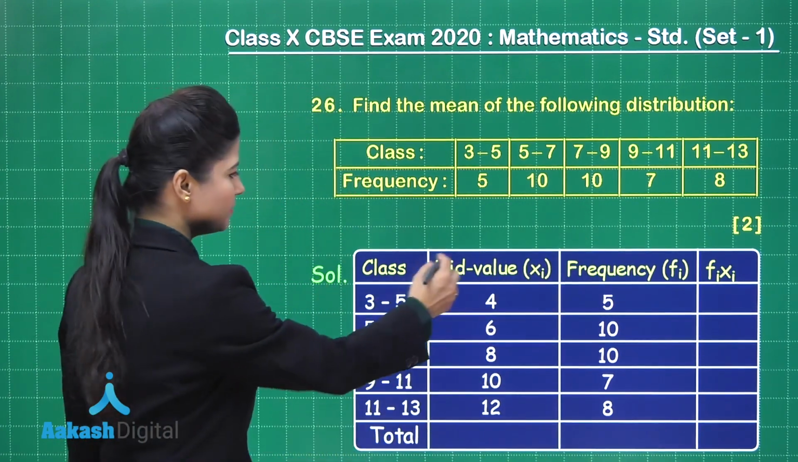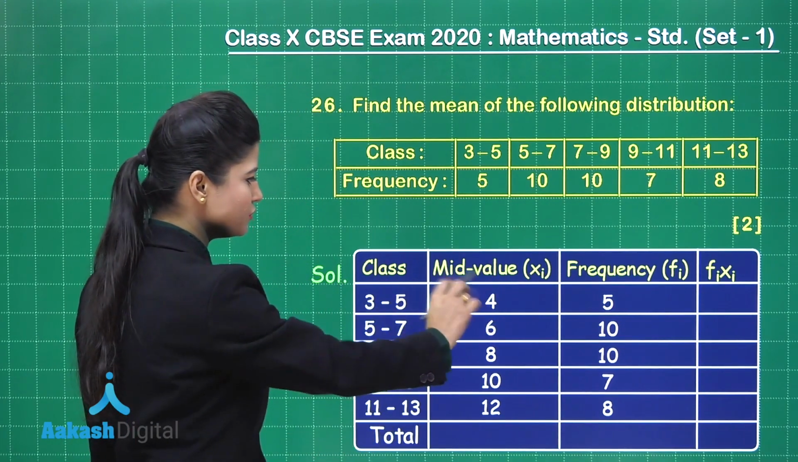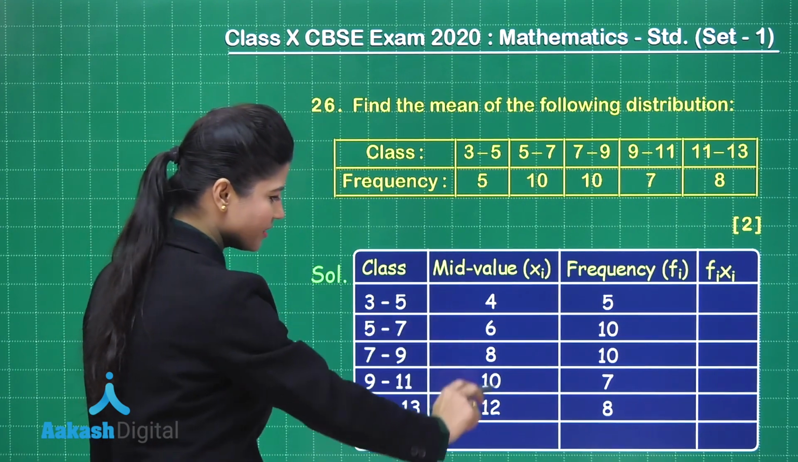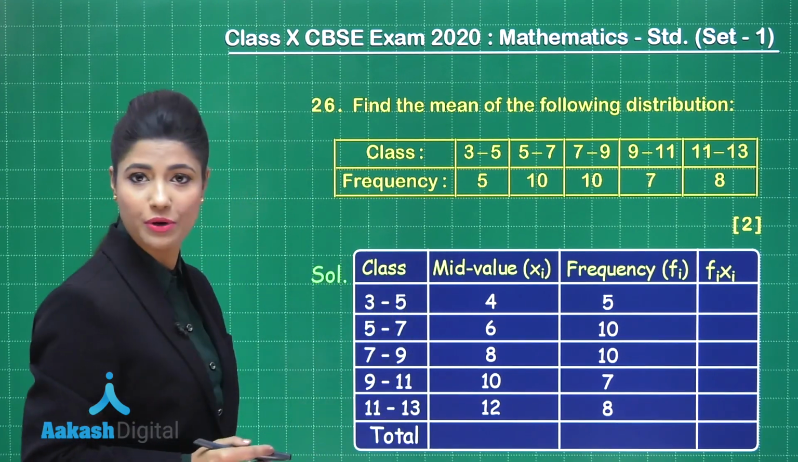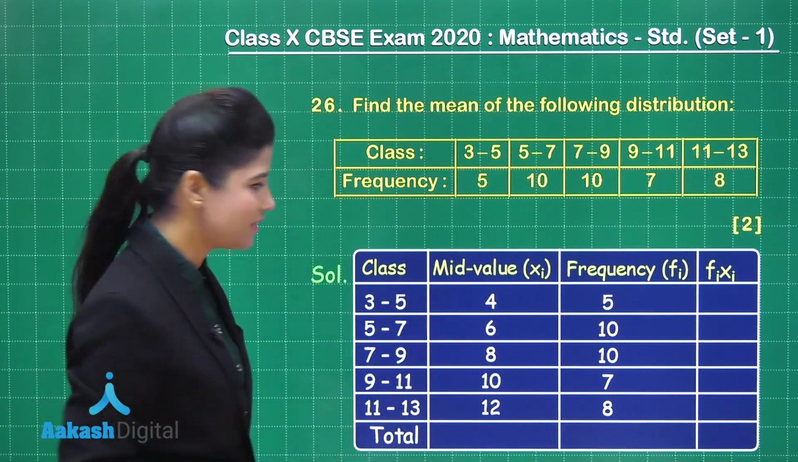Here the mid value or the midpoint can be obtained easily as 3 plus 5 upon 2, that gives me 4. 5 plus 7 upon 2 gives me 6. In a similar manner, I have obtained all these midpoints. So you have the midpoints and the corresponding frequency of each and every class.